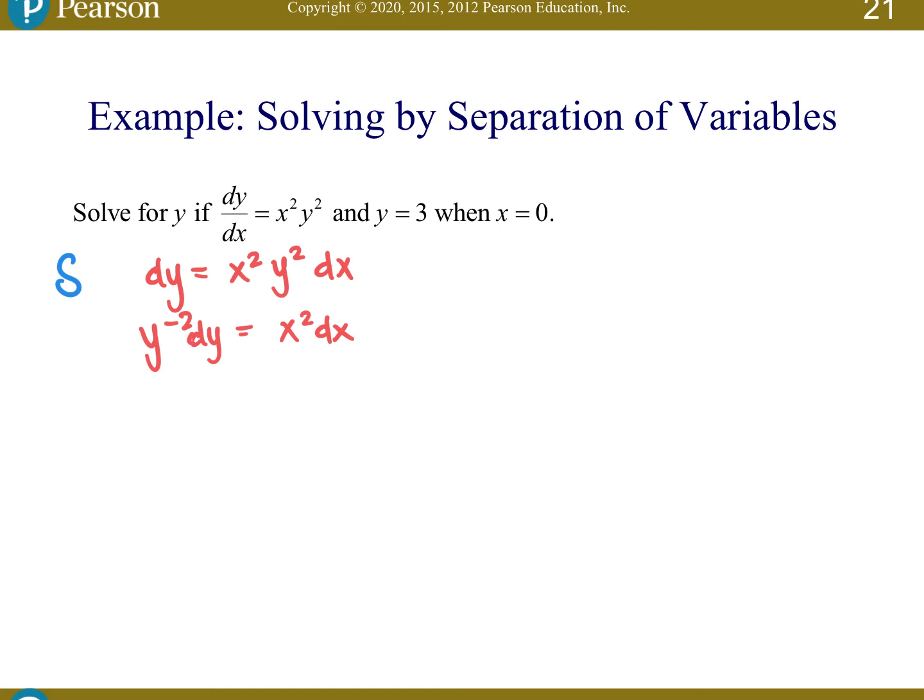Now integrate. So put an integral symbol on both sides. And the reason that's helpful is I can integrate y to the -2 and get y to the -1. So remember, the power goes up, and then you divide by the new power. So y to the -1 divided by -1. And then on the other side, x to the 3 divided by 3, and then plus c.